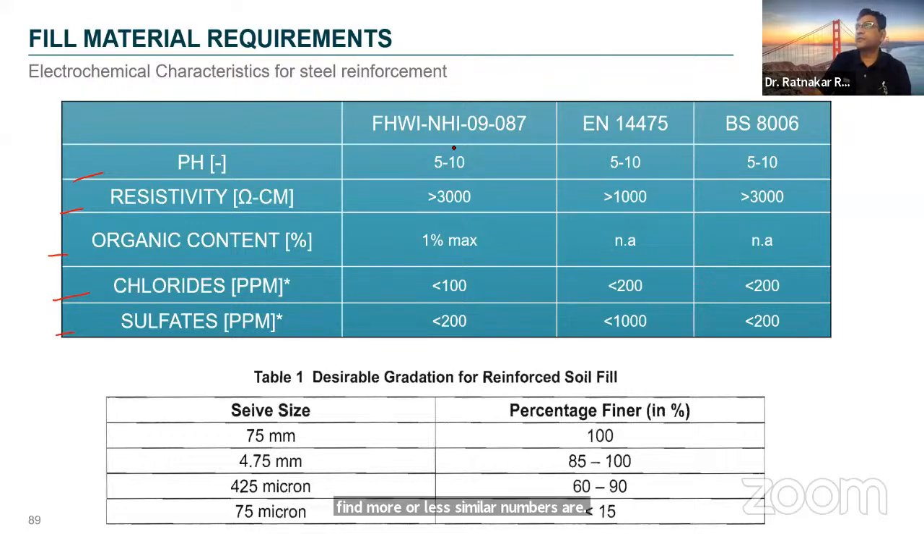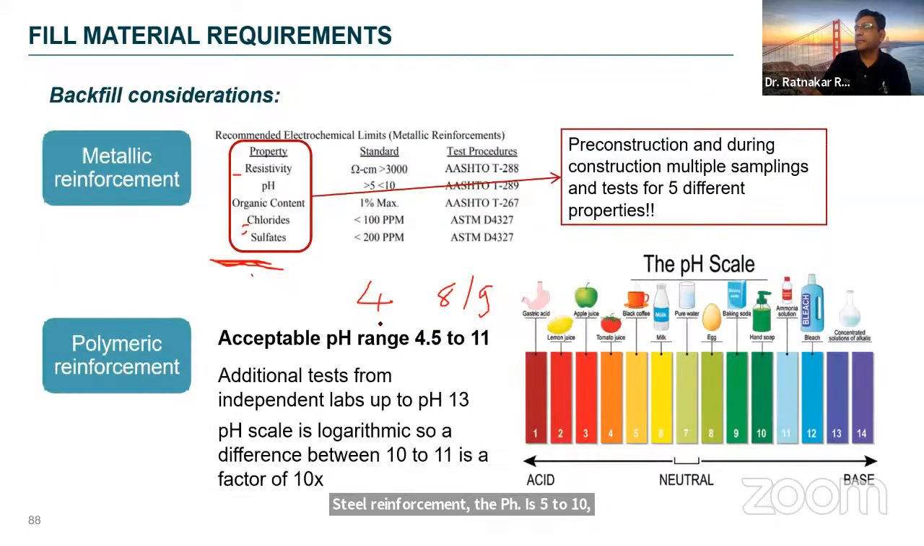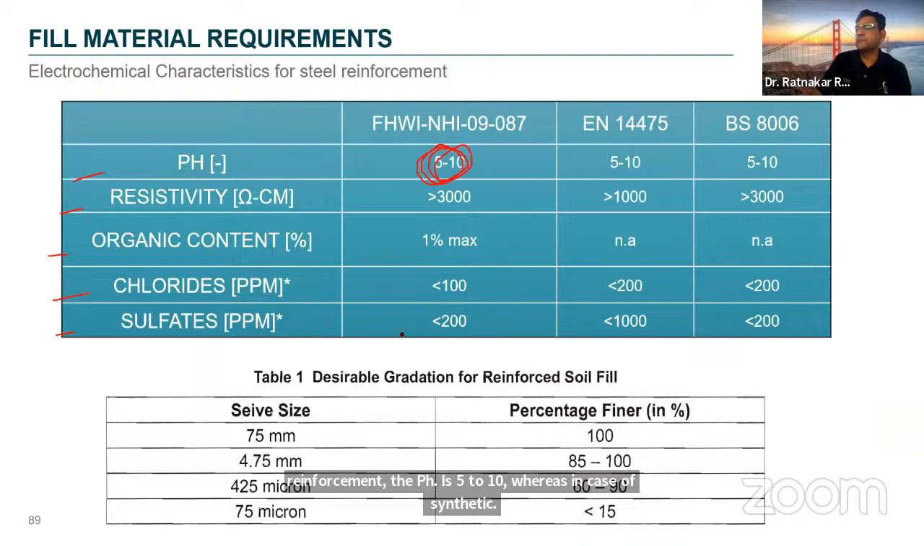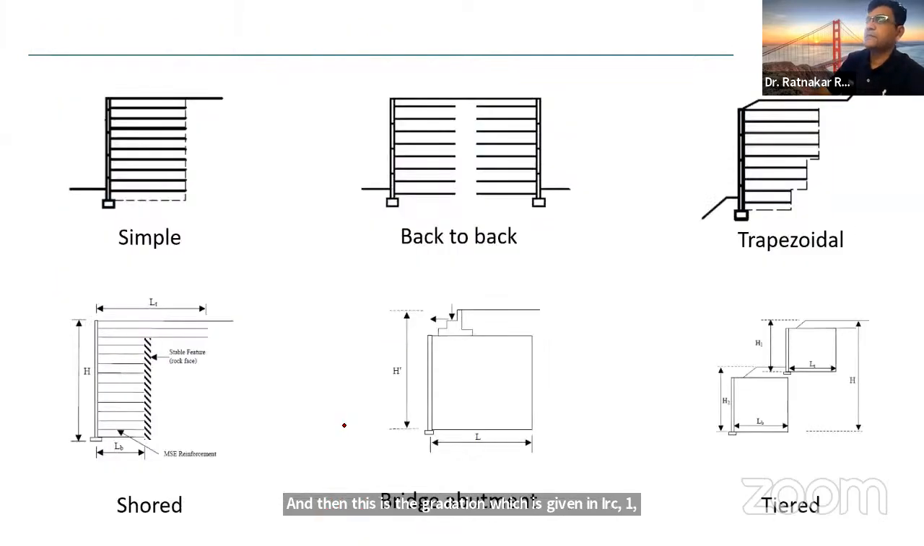Of course, when it comes to the steel reinforcement, the pH is 5 to 10, whereas in case of synthetic, it can be 4 to 8, 4 to 9. And then this is the gradation, which is given in IRC SP 102, okay, typically for the particle size.